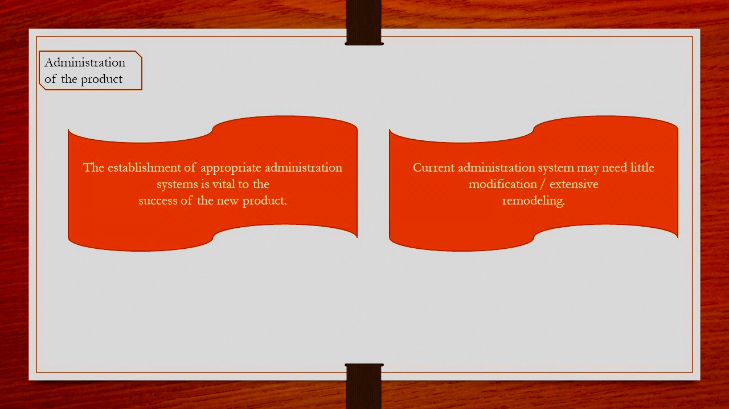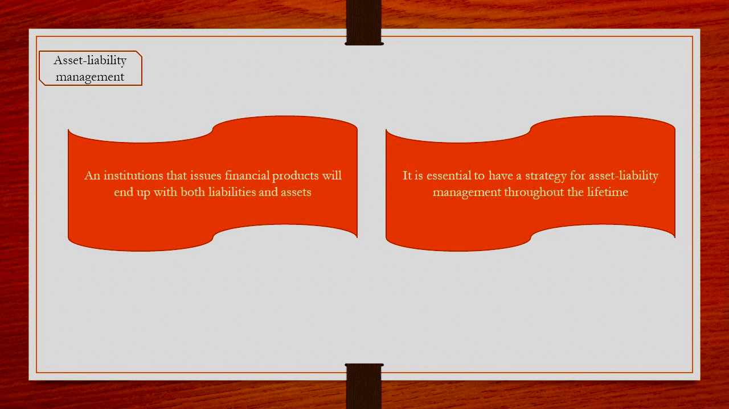For insurance products, administration includes collection of premiums, payment of claims, maintaining current information on the policyholder, calculation and maintenance of reserves, as well as many other functions. The establishment of appropriate administration systems is vital to the success of the new product. Current administration systems may need little modification or extensive remodeling. Institutions that issue financial products will end up with both liabilities and assets. It is essential to have a strategy for asset liability management throughout the lifetime of the product, from the very beginning of the product design process.